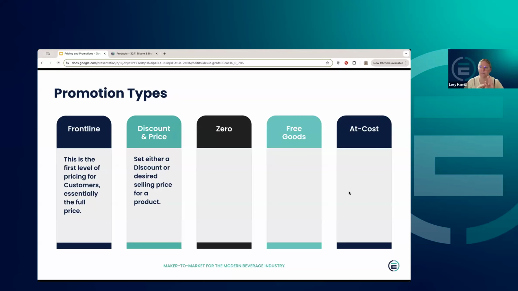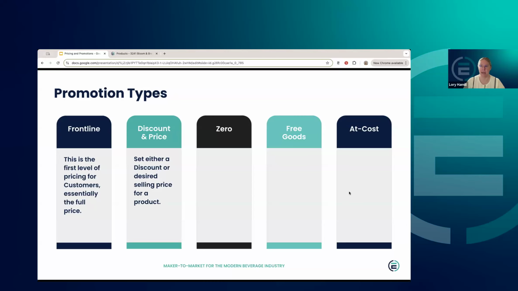Lori, I have a quick question for you about those 2. Sure. If a chain has an EDLP or everyday low price, should we set that up as a frontline or as a price promotion?